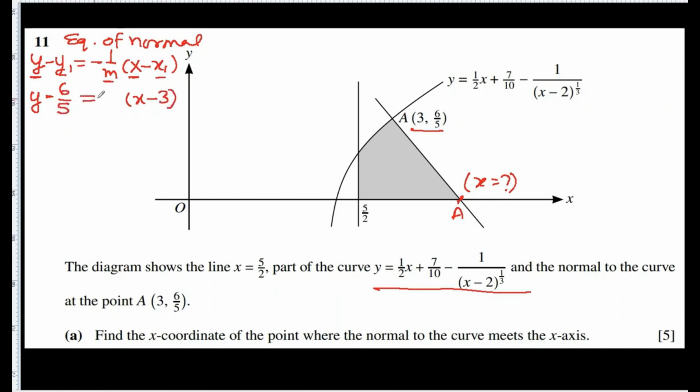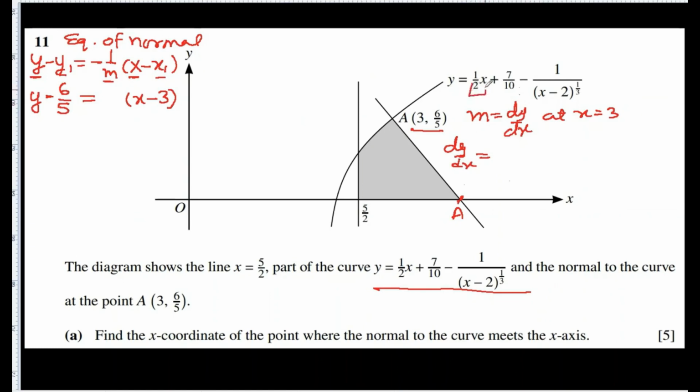So the only challenge here is to find m. And to find m, let's find it here. And m will be the differentiation of the equation of the curve, at x equal to 3. So to differentiate this, dy over dx equal to, we'll differentiate them separately because there is a plus and minus. We'll use the sum and difference rule. That means they will be differentiated separately.